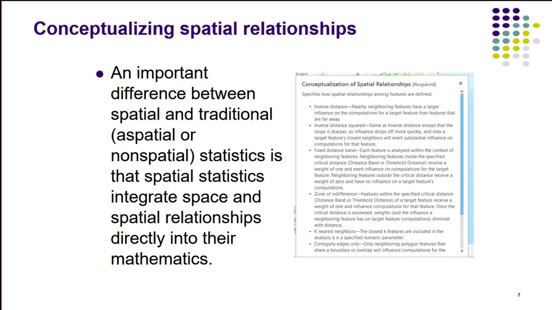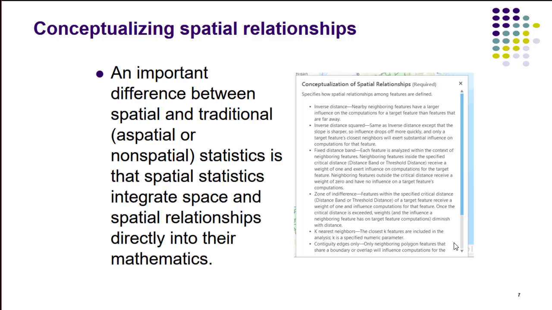particular distance. The zone of indifference is one that incorporates both those aspects of inverse distance weighted and the fixed distance band. And that's the one to use if you don't have any other real driving reason to use these others. The k nearest neighbors and the contiguity, this is specific for neighboring polygons that share a boundary or overlap will influence computations. There's also, as this scrolls down, a couple other ones here related to triangulated polygons or TIN values. So they're kind of specific. You can read about those.